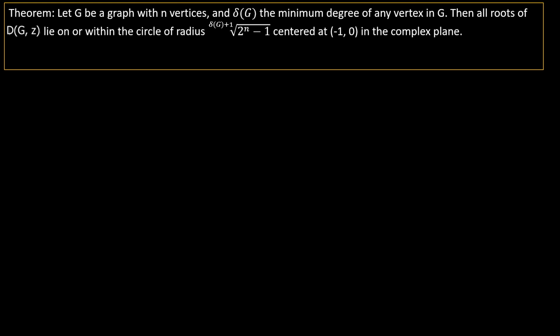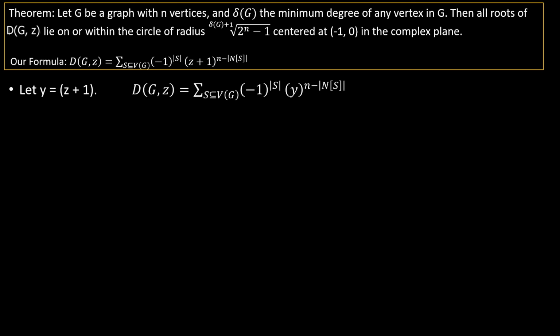To prove this theorem, let's go back to our first formula and substitute a variable y for z plus 1. What we obtain is a formula in y for the domination polynomial of G and Z. Note that the intuition for this is that y is the distance from the point -1, 0 to z in the complex plane. What we want to show is that when y is greater than the radius in our theorem, the formula for computing the domination polynomial does not evaluate to 0.